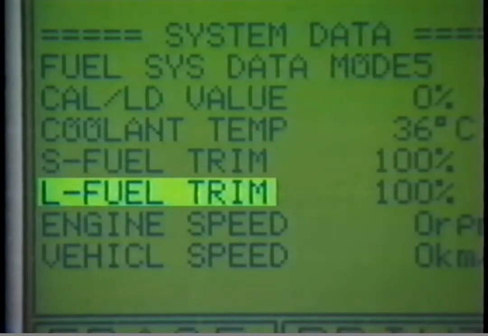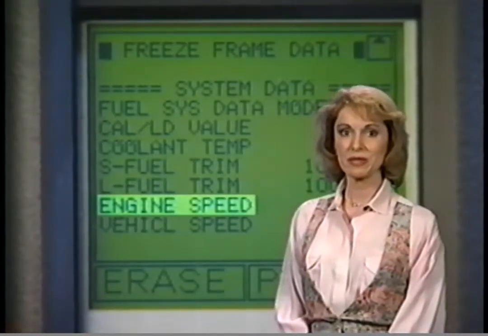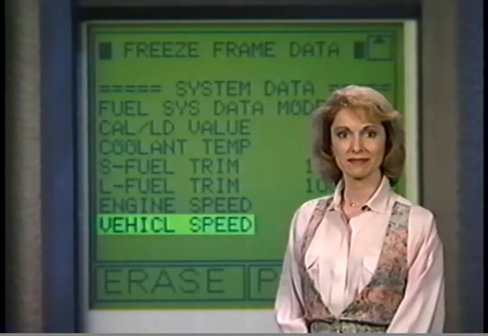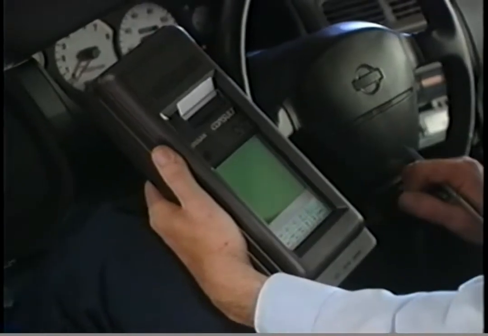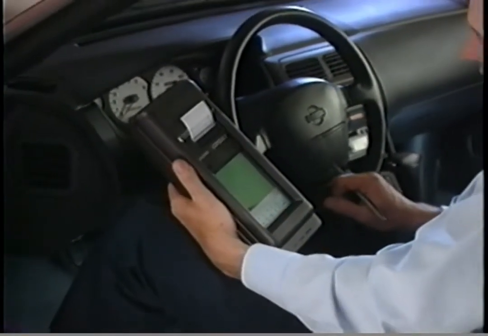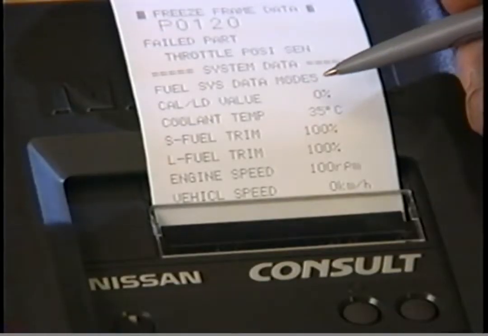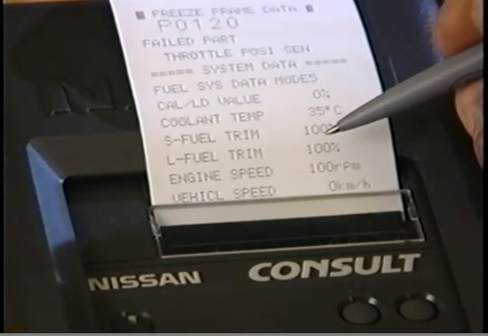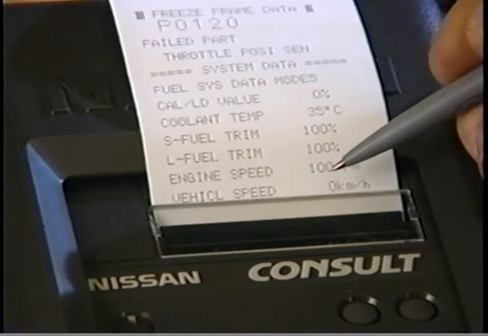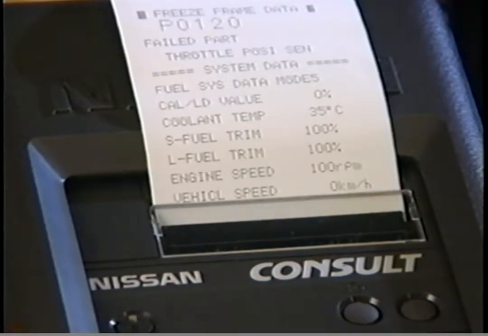Long-term fuel trim is a description of how the ECM is adjusting the air-fuel ratio gradually over time, expressed as a rich or lean percentage of the ideal mixture. Then engine speed and vehicle speed. From the freeze frame data, you can determine the status of the fuel system, if the vehicle was stopped or in motion, and if the engine was fully warmed up to operating temperature. All taken from the first instant the malfunction was recorded.